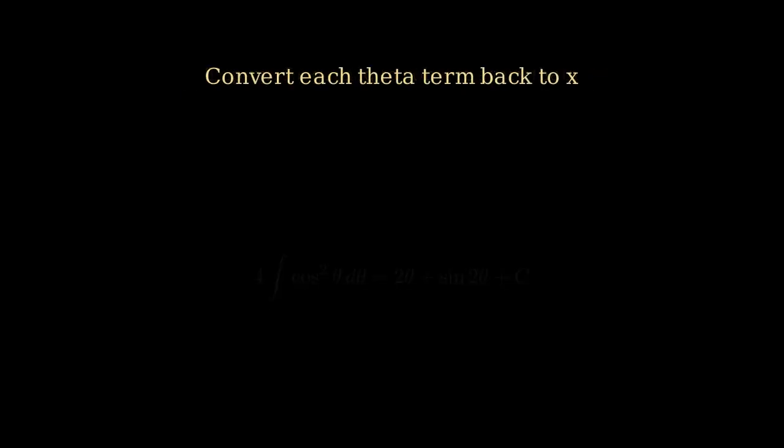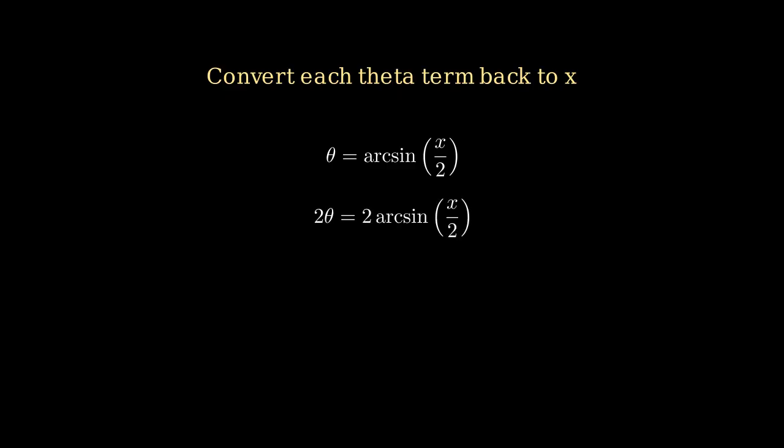So using theta equals arcsine of x divided by 2, and reading the other two sides straight off our reference triangle, we convert each piece. The 2 theta term becomes 2 times arcsine of x divided by 2, and sine of 2 theta, using the double angle identity, becomes 2 sine theta cosine theta, which from the triangle is 2 times x divided by 2 times the square root of 4 minus x squared divided by 2.